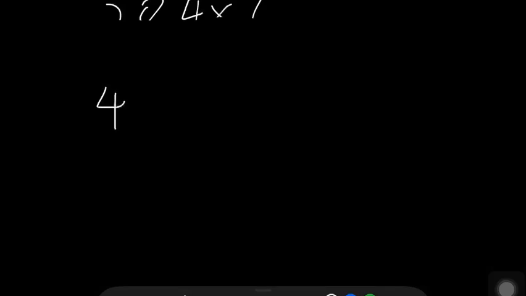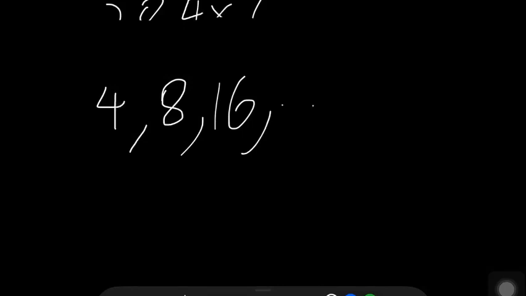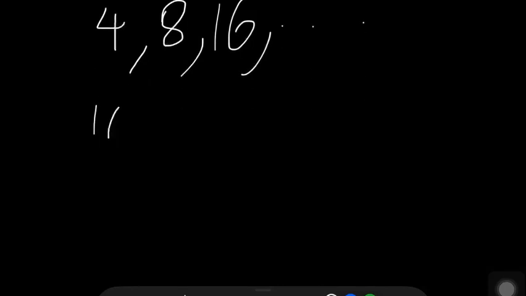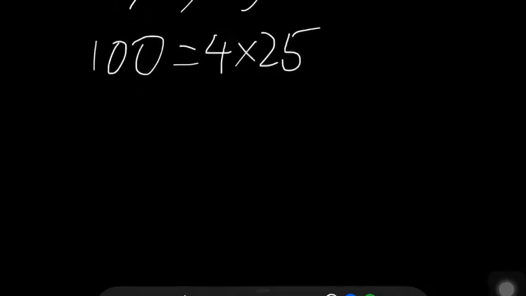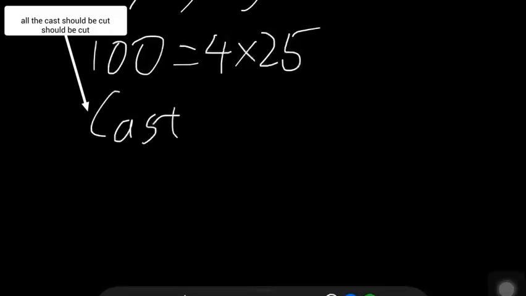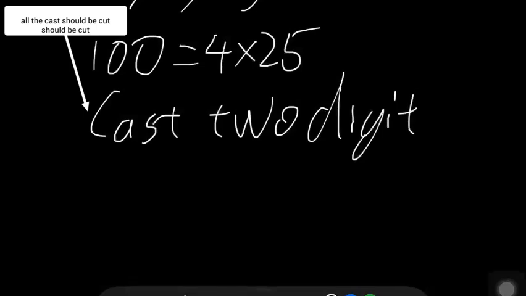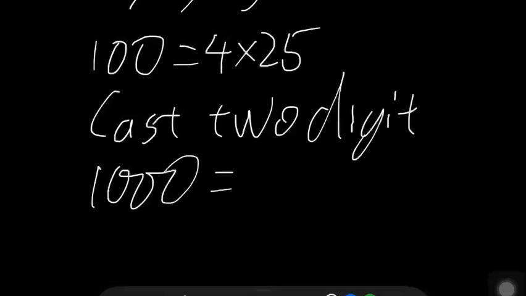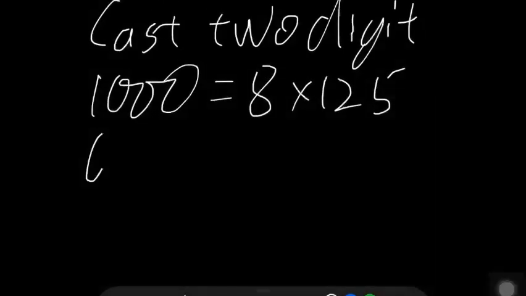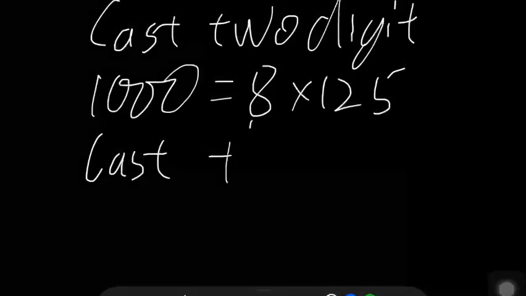Also, I forgot to mention 4, 8, 16. For 2, we're just checking the last digit, and 100 is 4 times 25, so we just need to check the last 2 digits for divisibility by 4. Then for 8, since 8 times 125 equals 1000, we just need to check the last 3 digits. And the same for 16, and then the powers of 2 keep going, just repeating the same pattern again and again.